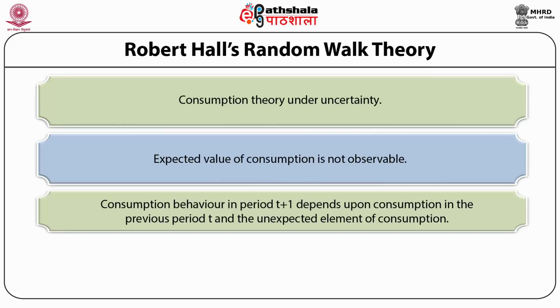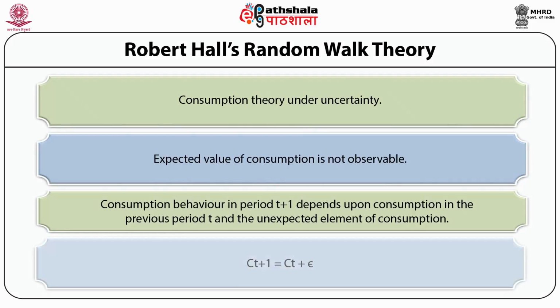Accordingly, the equation of random walk theory can be written as Ct+1 is equal to Ct plus epsilon, where Ct+1 is consumption in period t+1, Ct is consumption in period t, and epsilon is unexpected consumption due to unexpected rise in income. So up to now, we have discussed one important macroeconomic variable, that is consumption.